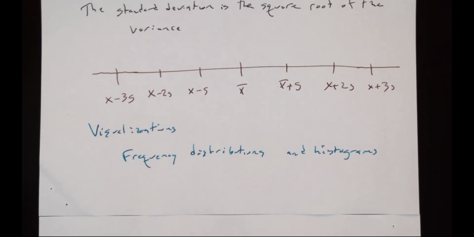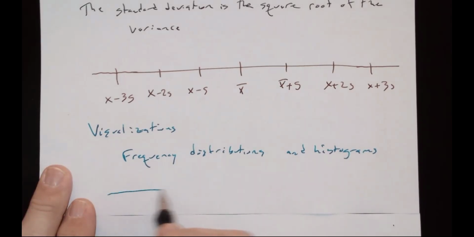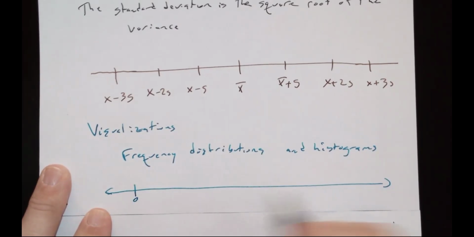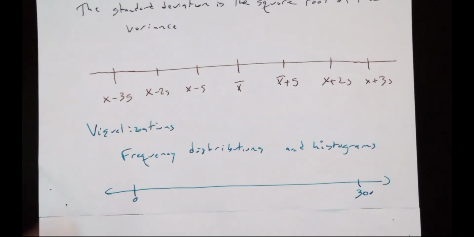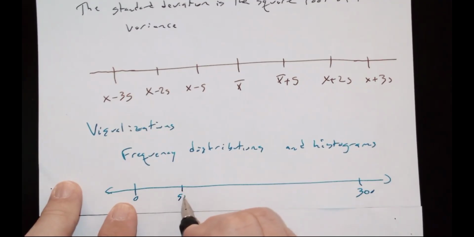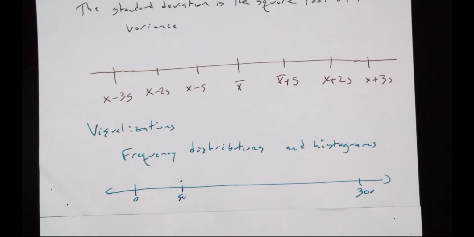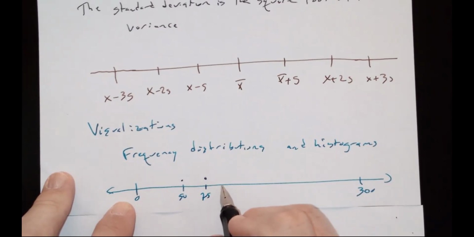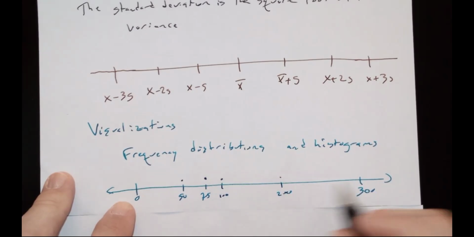For example, I could say I'm going to create the number line and I'm going to put every single number from 0 to 300 on here, and I'm going to put a single dot wherever one of my data values shows up. So we had a value at 50. There's nothing, there's nothing, there's nothing. Right here at 50, I put a single dot. There was a number at 75. There was a number at 100. There was a number at 200. There was a number at 300.